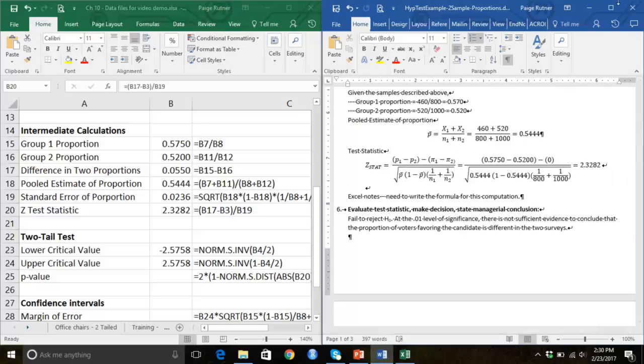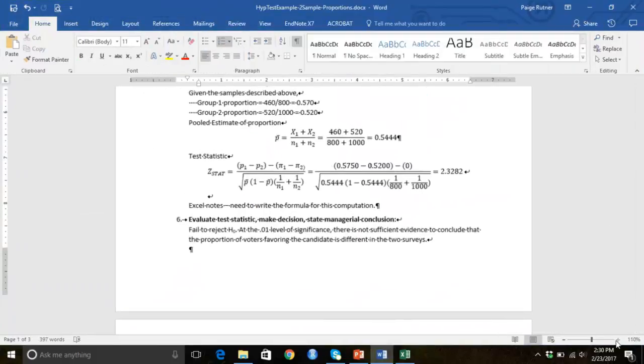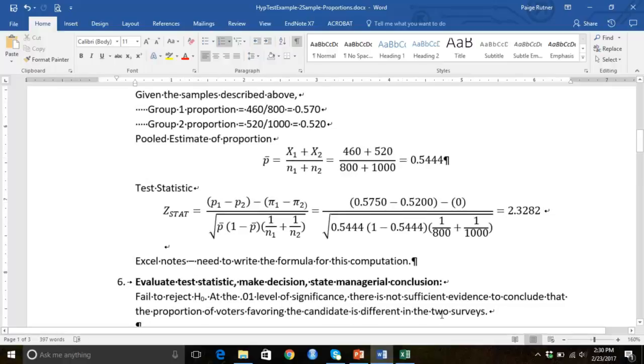Let's make this so you can see it a little bit better. And so my managerial conclusion is that at the 0.01 level of significance, we do not have enough evidence to conclude that the proportion of voters favoring the candidate is different between the two surveys. So yes, we saw that it changed, but it did not change by enough to cause us to say that that change is statistically significant at the 0.01 level of significance. All right, so that's our conclusion by the critical value approach.